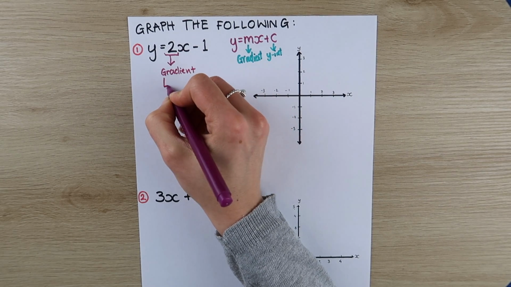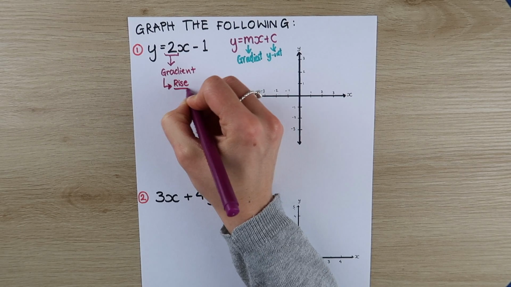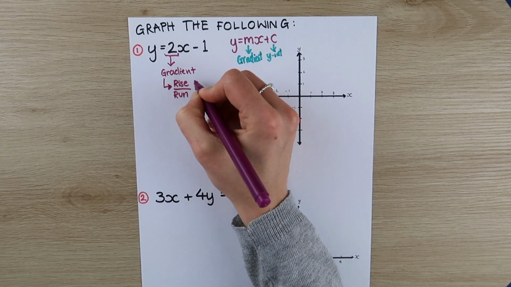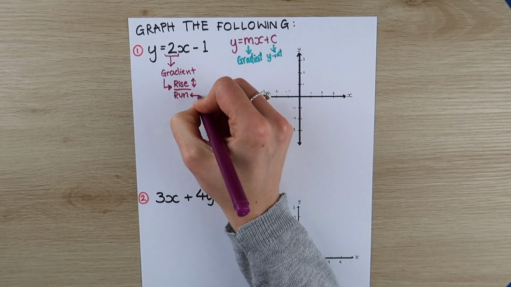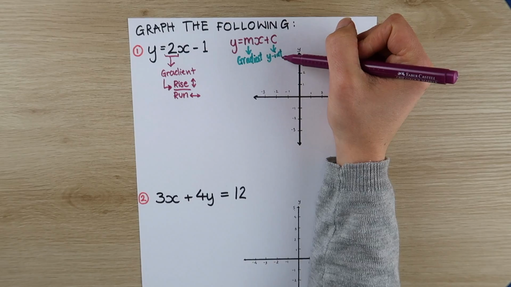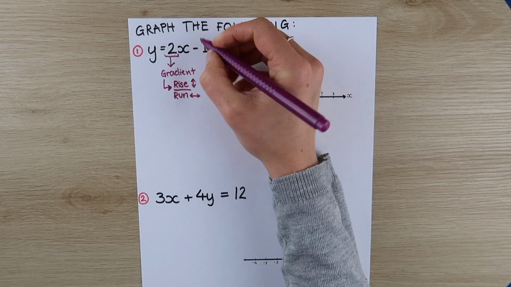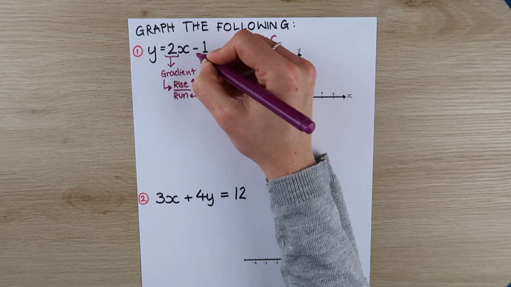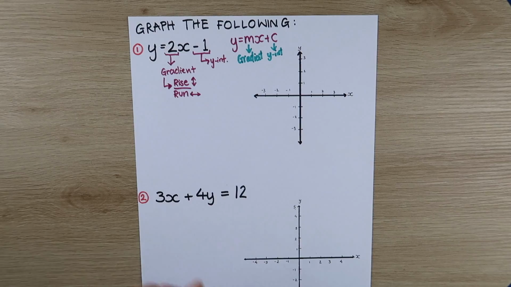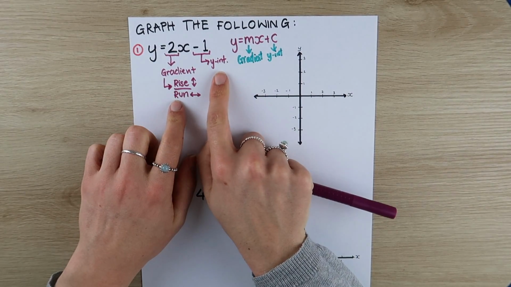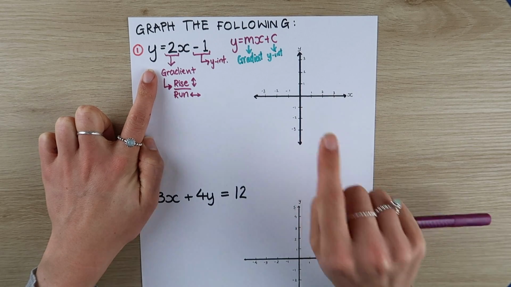Now gradient, another way to remember it, is rise over run, where the rise is how much we go up and down, and the run is how far we go left and right. Using this, I also know that my y-intercept is going to be -1. And we can use both of these, both the gradient and the y-intercept, to help us really easily graph this line on my Cartesian plane.